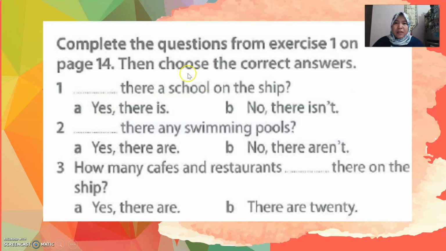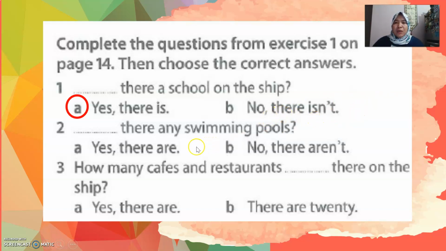So the clue given here is a school. So a school refers to singular noun. So the question should be, is there a school on the ship? So what's going to be the answer? Yes, there is. If there is no school on the ship, so no, there isn't.